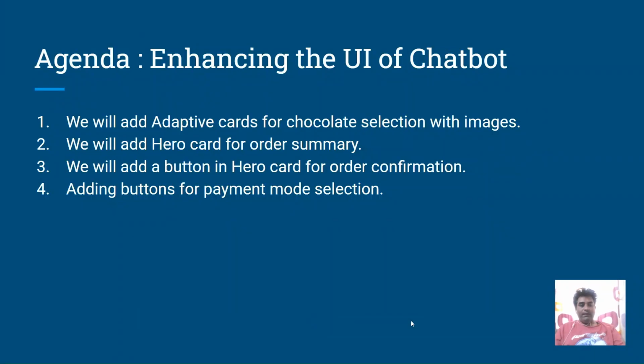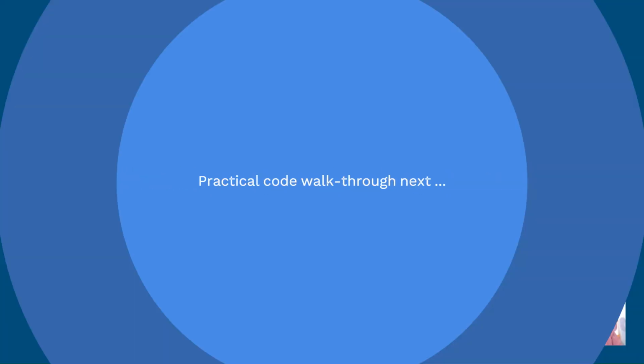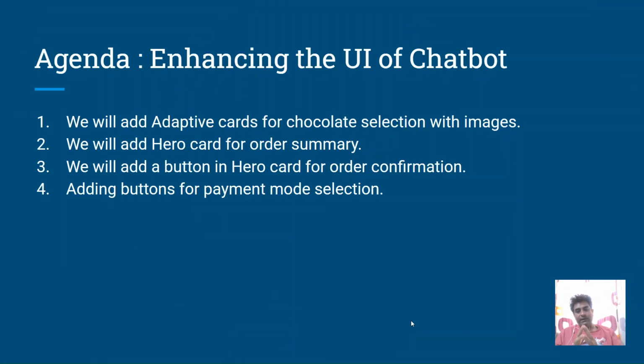So let's start with the new demo on how to enhance the UI of the chatbot. We'd be adding adaptive cards for the selection of chocolates in our chocolate store. In the demos we have already completed, the user was entering the respective text for selection of the chocolates, but we are now going to use adaptive cards, which are inbuilt features of the Microsoft Bot Framework.